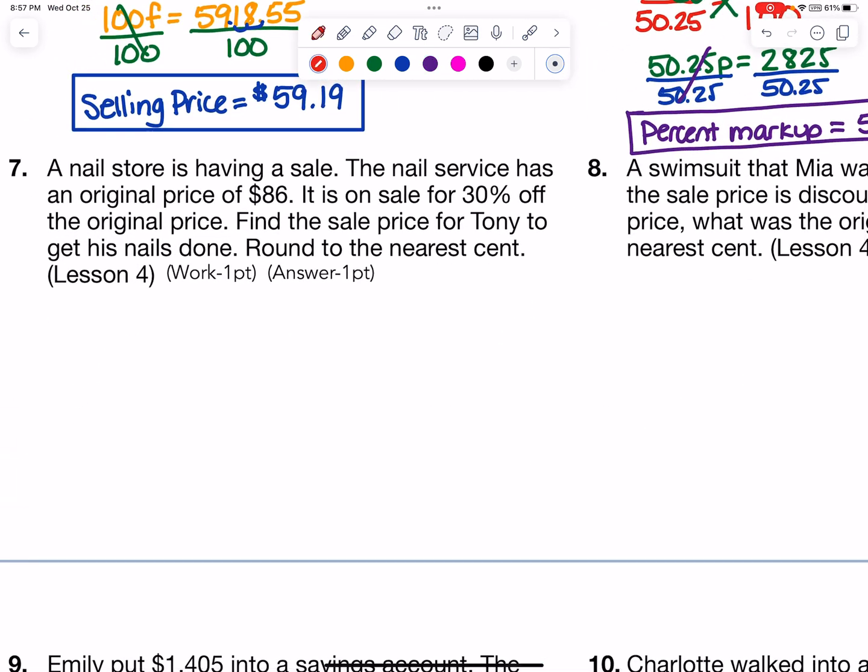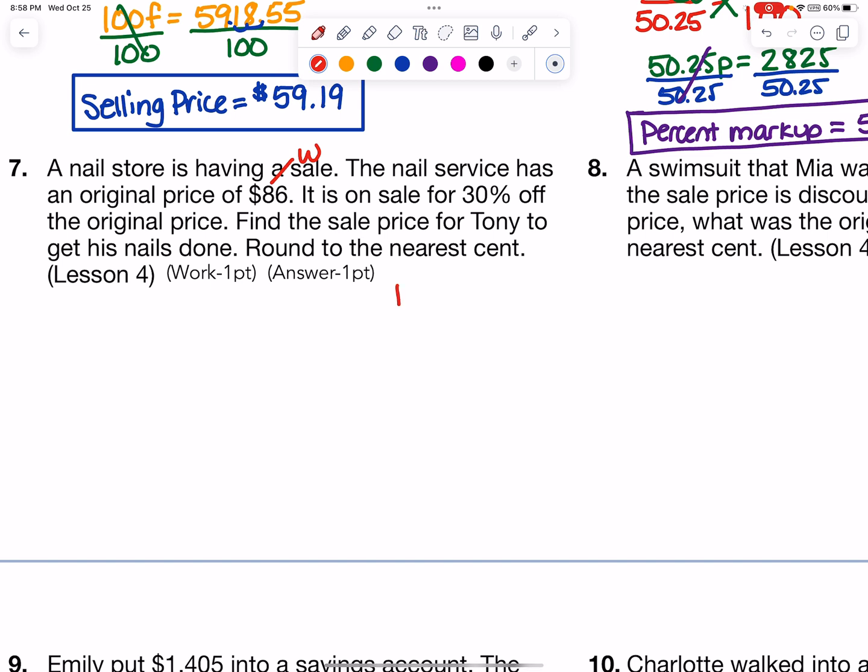A nail store is having a sale. The nail service has an original price of $86. It's on sale for 30% off that original price, and then they want you to find the sale price. So this is my OG. It's on sale for 30% off the original. Find the sale price for Tony to get his nails done. This is very important for Tony. He likes having nice nails.